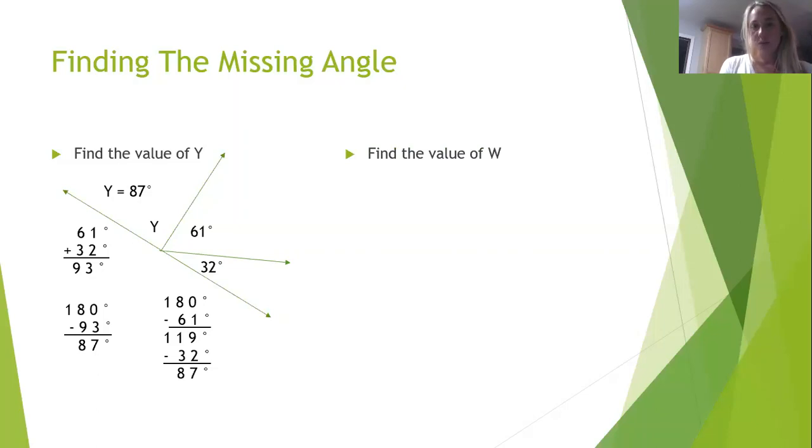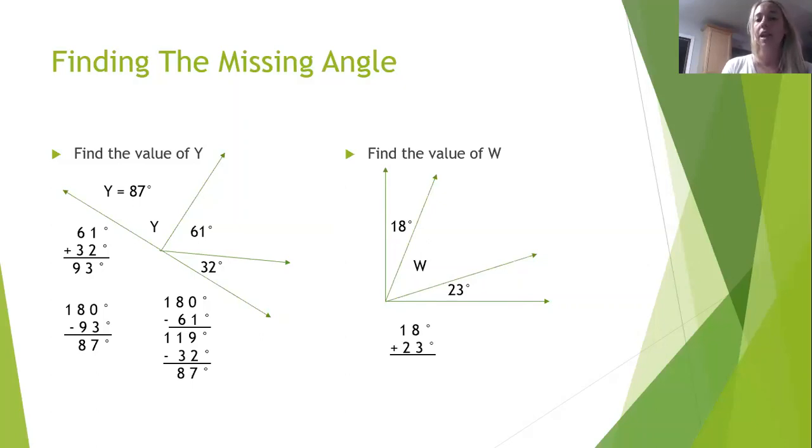The last one I'm going to show you, we are going to find the value of angle W. So we start with our first angle, which is 18 degrees, our second angle, which is 23 degrees, and angle W. Now, if you look at the outside of these angles, this looks like a right angle. So we know that our total angle measurement of all three angles combined is going to be 90 degrees. So the first way I'm going to do, I'm going to combine the two angles that I already know and see how many degrees we already have. So we do 18 plus 23, and we'll get 41.